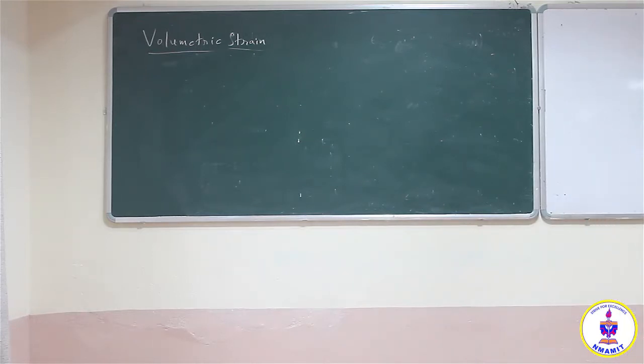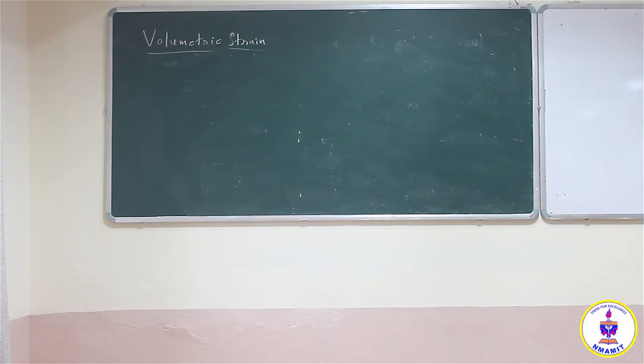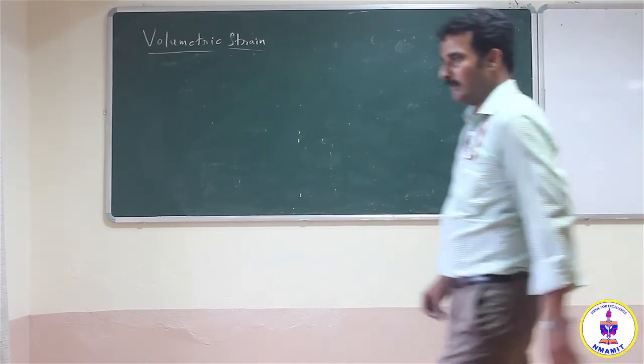Next problem. A bar 600 mm long is having square section of size 50 mm into 50 mm. If the bar is subjected to an axial load of 120 kN and lateral compression load of 600 kN on faces of sizes 50 mm into 600 mm, find the changes in size and volume. Take Young's modulus equal to 2 into 10 raised to 5 Newton per millimeter square and Poisson's ratio as 0.3.